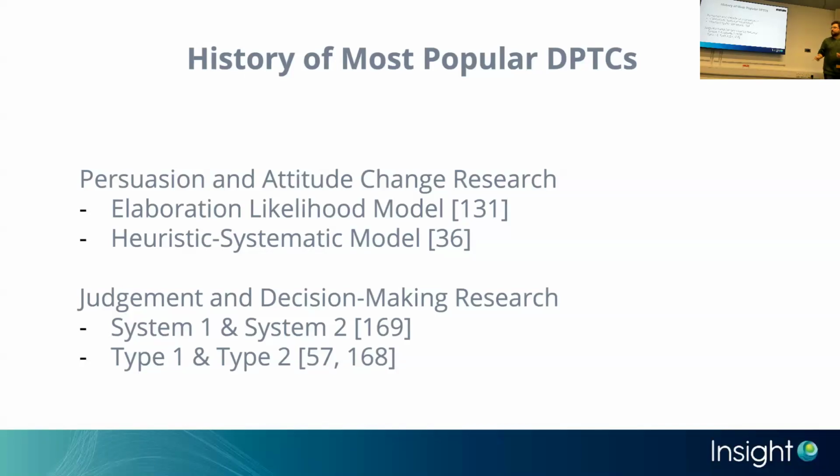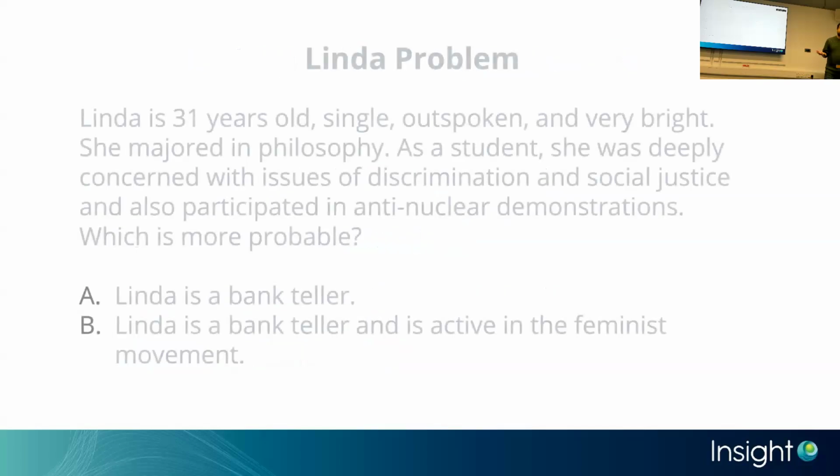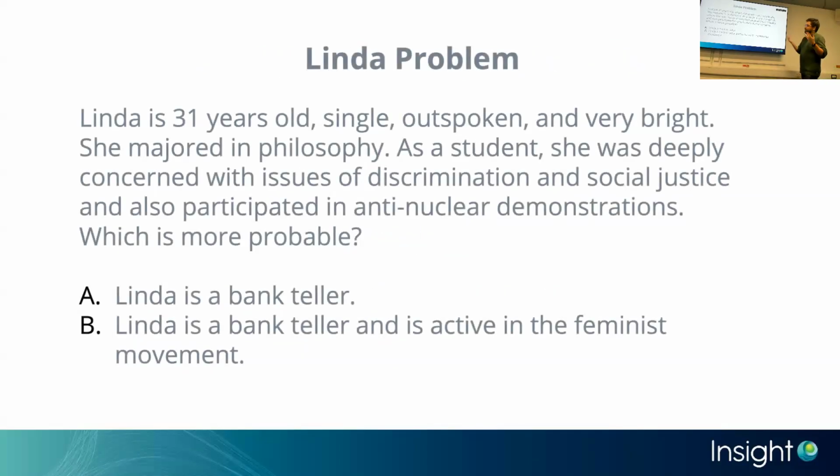Then at the same time, in judgment and decision-making research, which was around the 2000s, 12 different theories had popped up at the same time, trying to explain logical reasoning and biases that were seen in participants. One of the problems they were trying to get their head around is called the Linda problem. Who here has heard of the Linda problem before? Just one, okay. So let's see if you can get it.